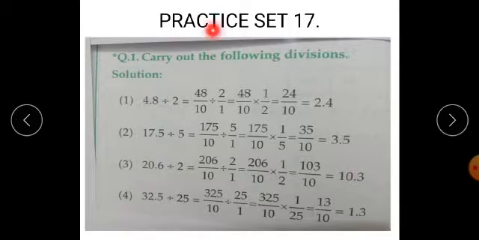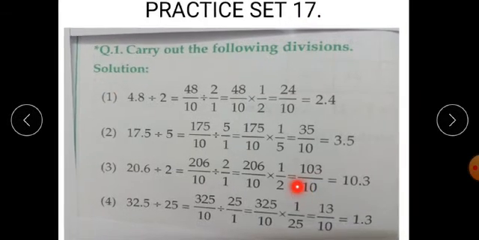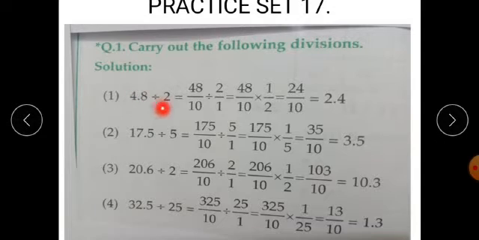Last practice set from this lesson, practice set 17. Carry out the following divisions. These sums are very easy, student, to understand. 4.8 divided by 2. Write these as common fractions. Therefore, 48 upon 10 divided by 2 upon 1 is equal to 48 upon 10 multiplied by 1 upon 2. Now, 2 ones are 2, 2 twenty-fours are 48. Therefore, 24 upon 10. And decimal representation is 2.4.